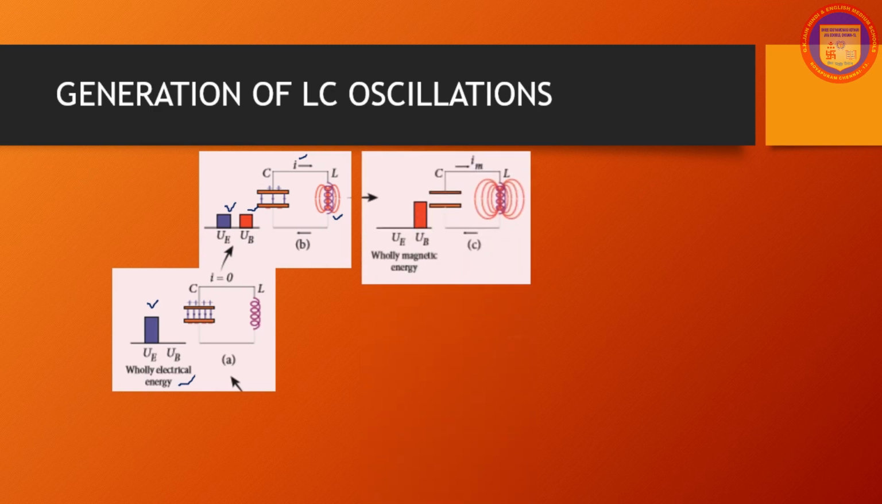When the charge in the capacitor is exhausted, its energy becomes 0. That is, UE is equal to 0. The energy is fully transferred to the magnetic field of the inductor and the energy is maximum. This energy is UB is equal to L Im square divided by 2, where Im is the maximum current flowing in the circuit. So the total energy is wholly magnetic.